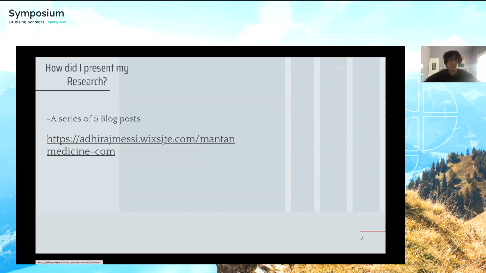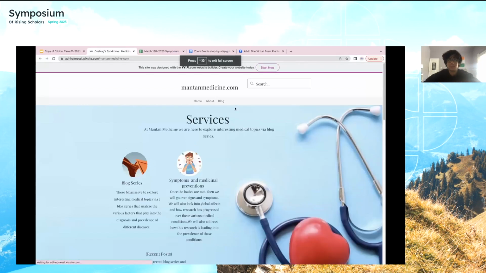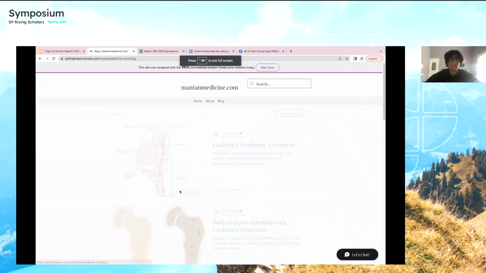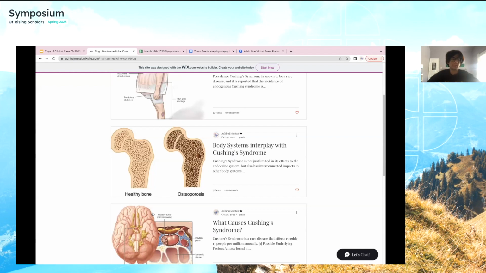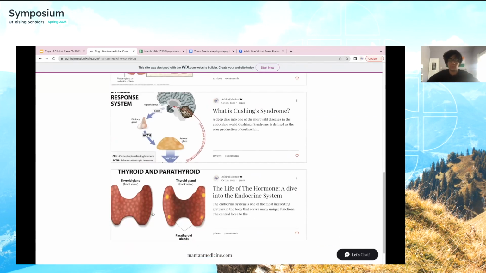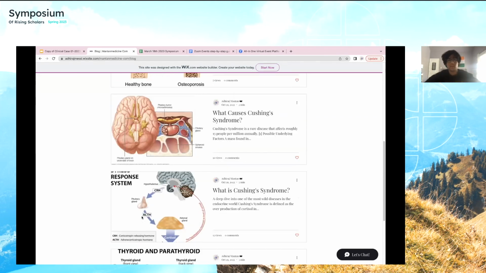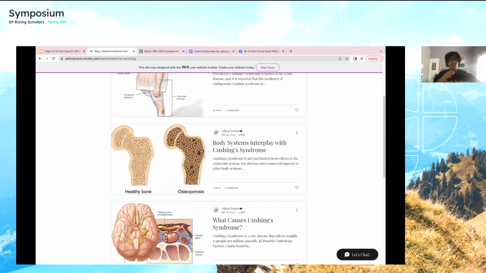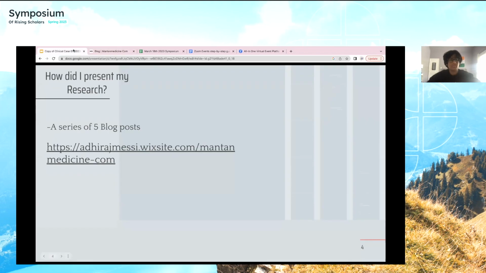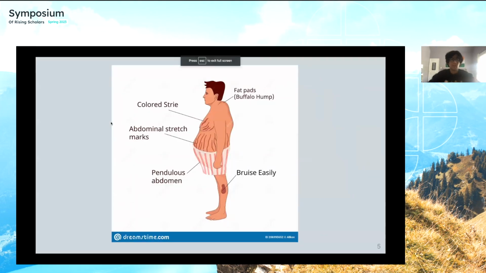I wanted to create my own blog post outlining the fundamentals of the pathophysiology of Cushing syndrome through a series of 5 blog posts that each have their own part in what makes up Cushing syndrome. I also wanted to outline what a Cushing syndrome patient looks like.